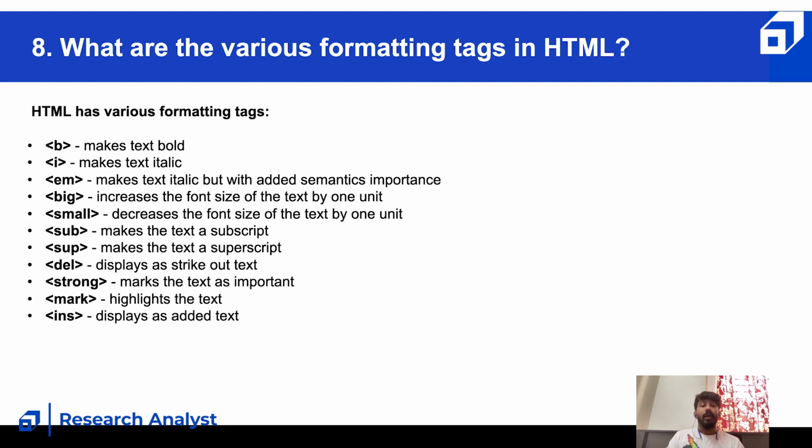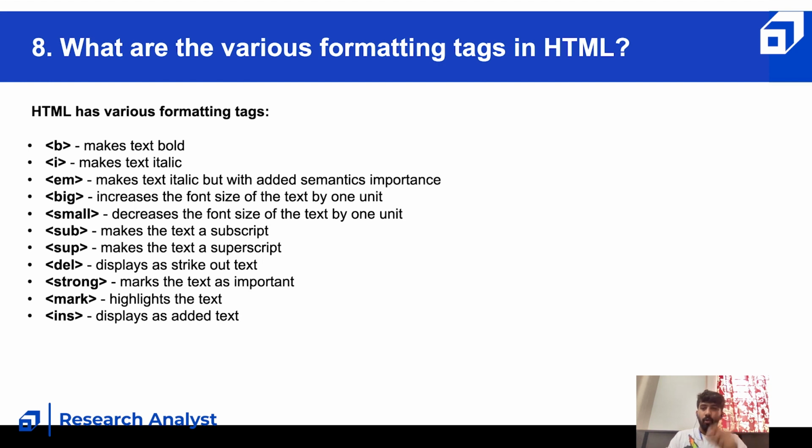What are the various formatting tags in HTML? There are so many tags, so let's just look at some of them. It's pretty simple. You can use the B tag for making the text bold, I for italic, EM makes the text italic but with added semantic importance. Big increases the font size of the text by 1 unit. Small decreases the font size of the text by 1 unit. Sub makes the text a subscript, like X base of 2 or something like that. Super basically includes a power, like power 2.